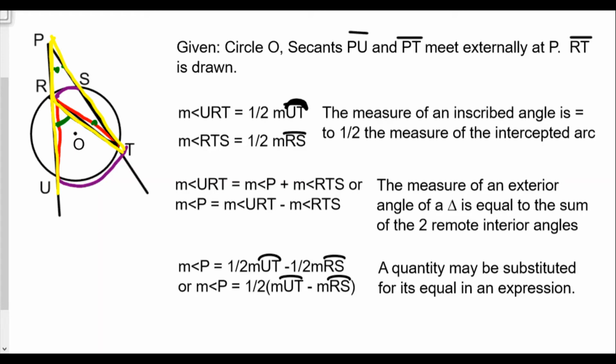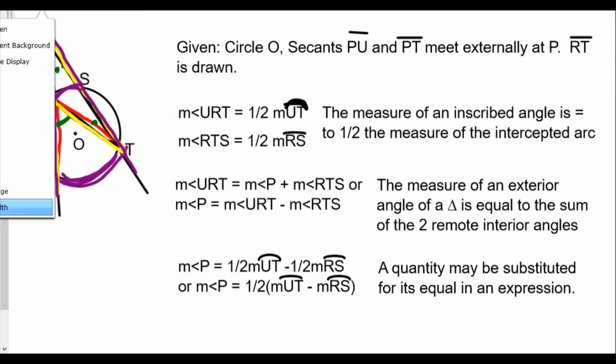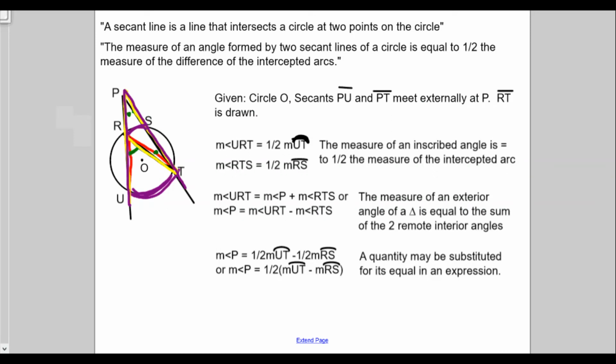So here, angle P intercepts two arcs, arc UT and arc RS. And the angle measure is equal to 1/2 their difference. So we see that's the case here. So in this case, we'll put the whole page up here so you can see everything together.